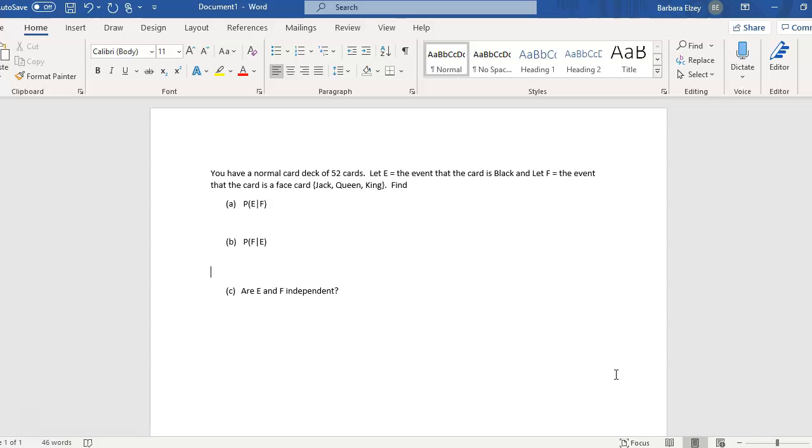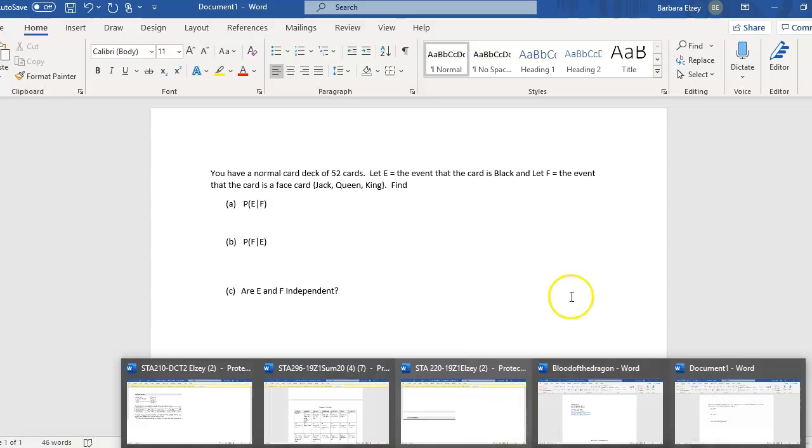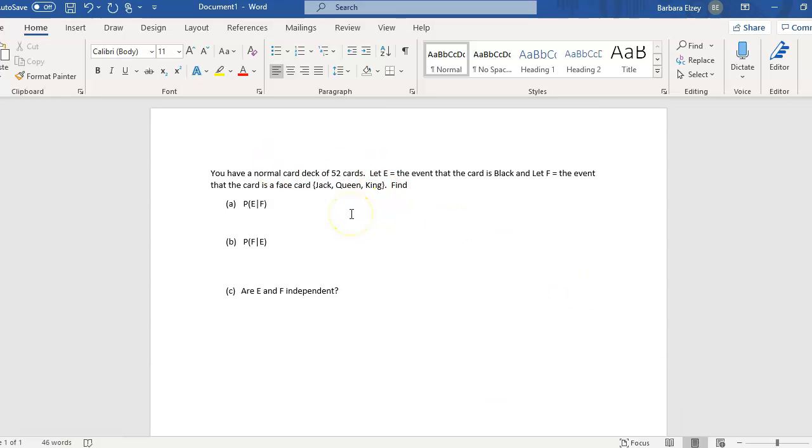Okay, so you've got a normal card deck with 52 cards, and we're going to let E be the event that the card is black. And we're going to let F be the event that the card is a face card. We'll consider jacks, queens, and kings face cards. So let's find two conditional probabilities: the probability of E given F, and the probability of F given E. And then we'll answer the question, are E and F independent?